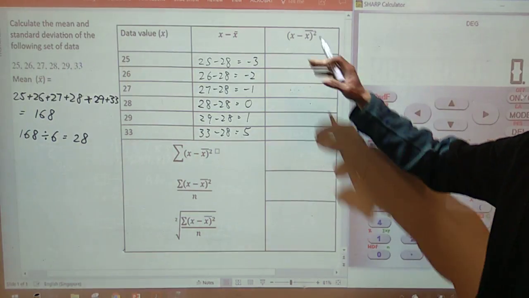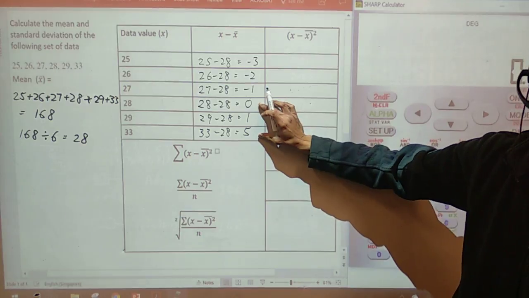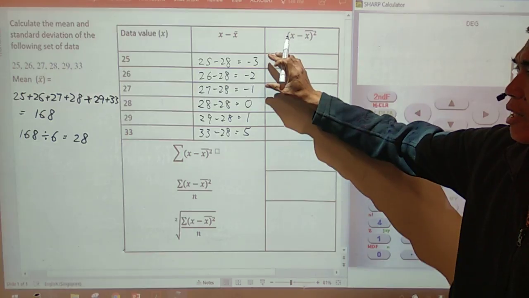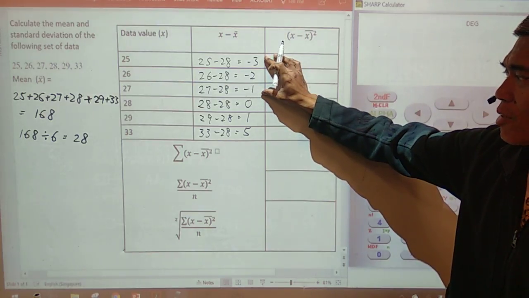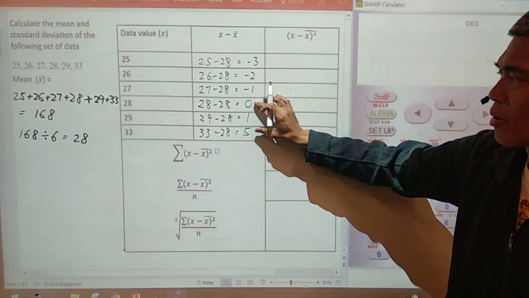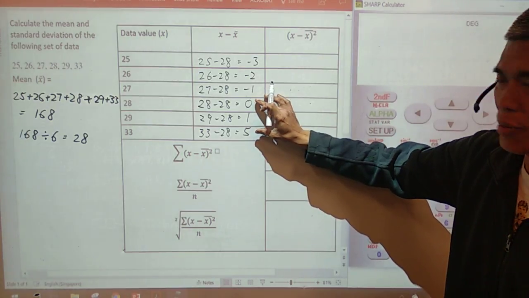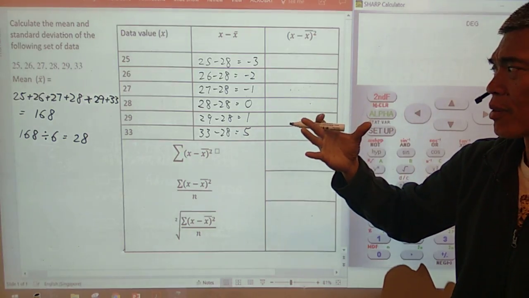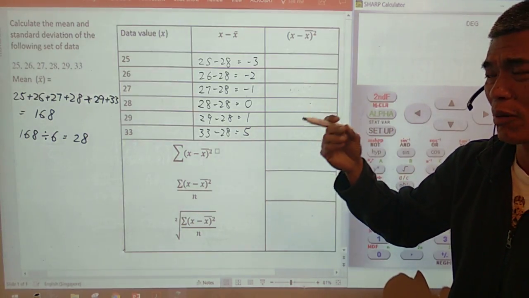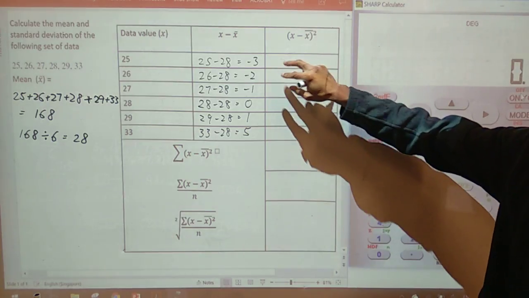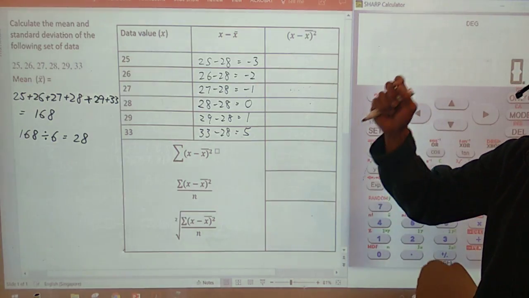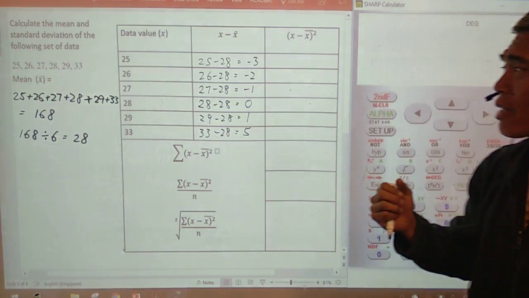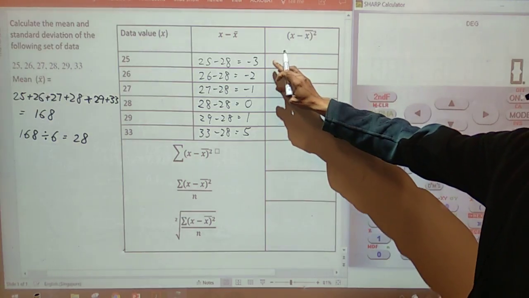Now, you'll notice that there are some negative numbers here and there are some positive numbers here. If we simply added these numbers together, what will happen is that some of the negative numbers will reduce the total sum. So the total difference would seem a lot smaller than what it actually is. So to avoid having negative numbers, what we do is we square the numbers. When you square a negative number, you get a positive number.